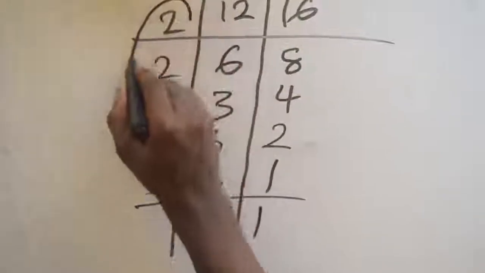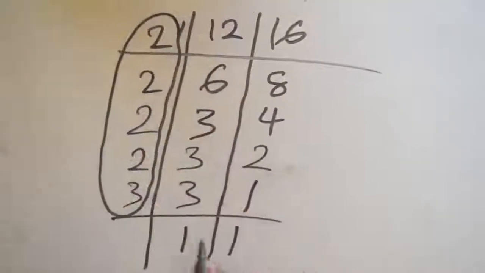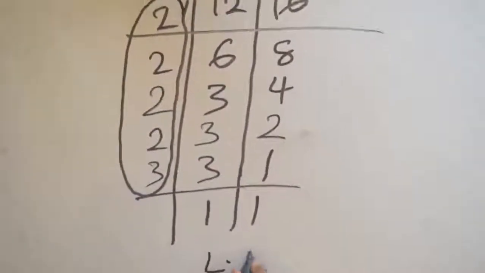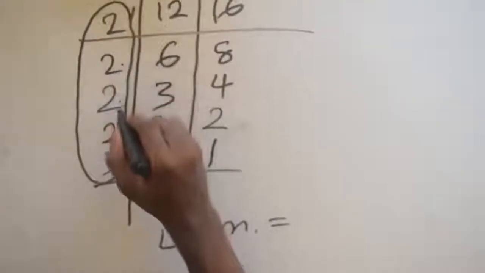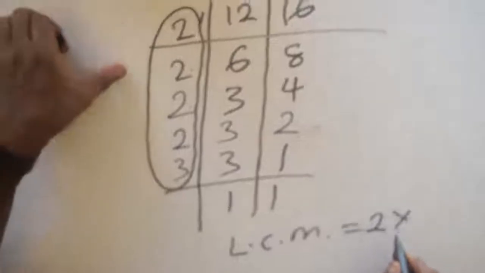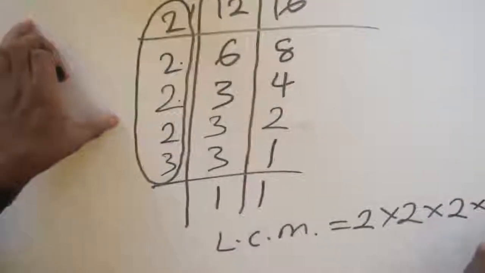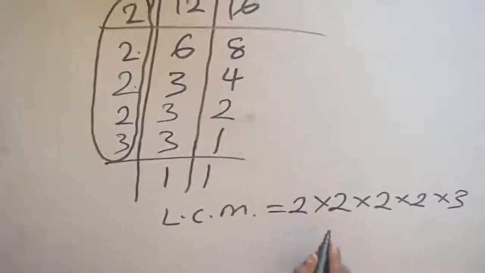Then we take this. When you cross, you stop dividing. You go over here to label. You pick everything here. They become your LCM. Our LCM will be this times this times this times this times this. We have these 2. Multiply by 2. Multiply by 2. Multiply by 2. Multiply by 3.